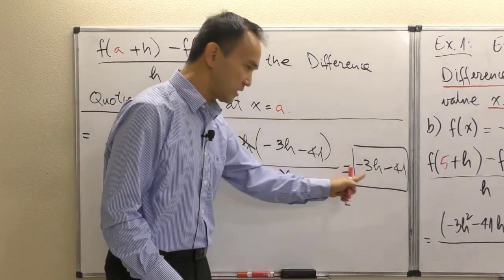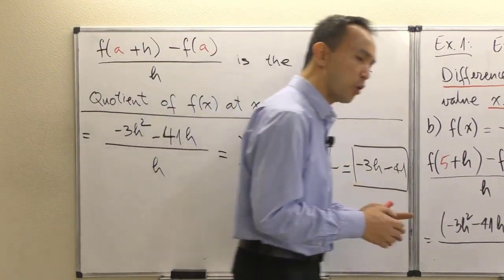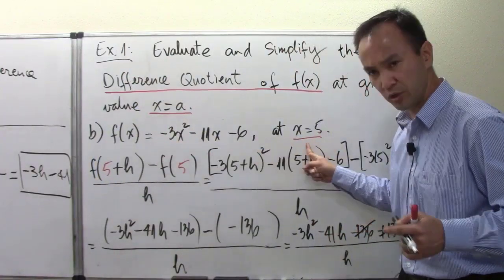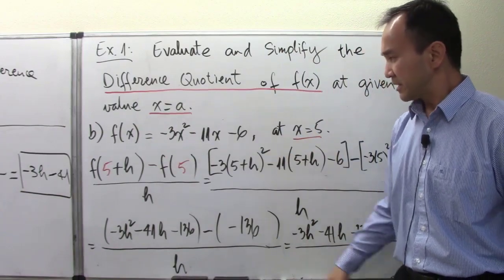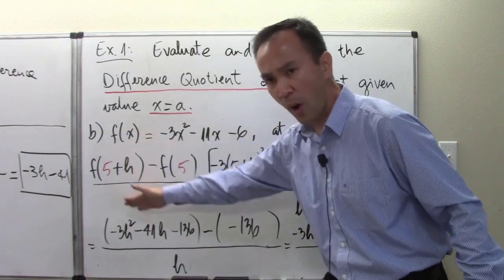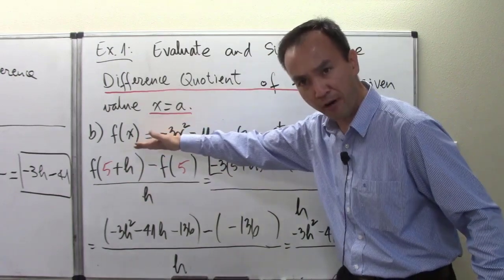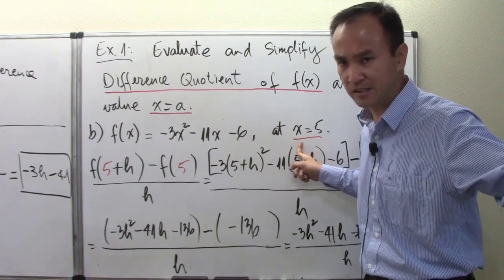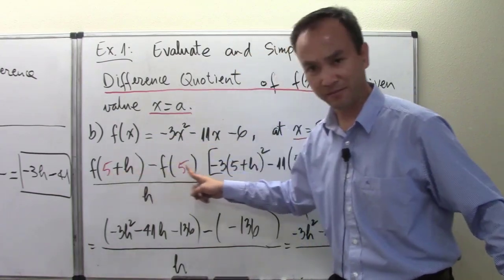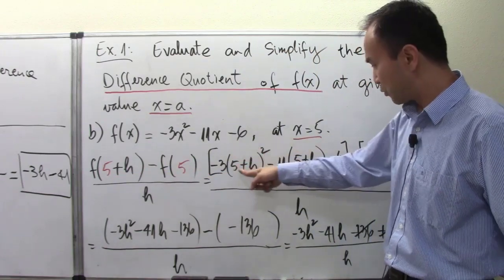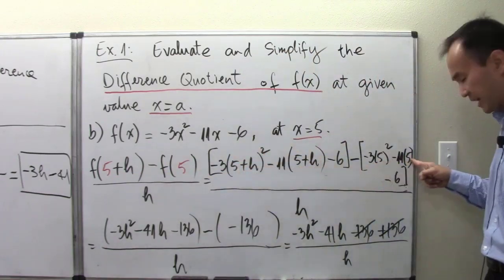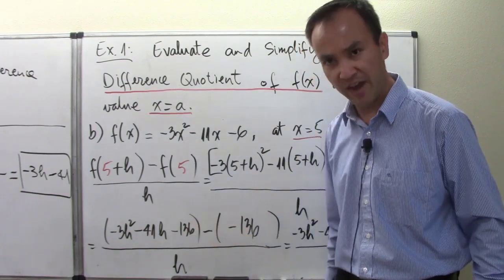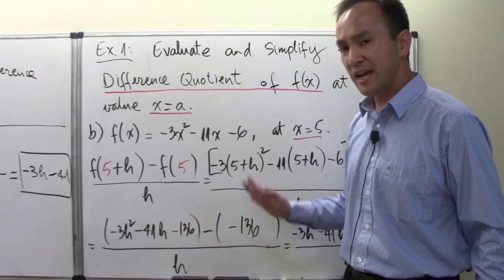So what do we call it? This is the simplified expression of the difference quotient of f of x at x equals 5. The point is that once you know how to set it up, this same problem, same function, could have been written with a different x equals a, like x equals 1. Then you put a 1 here and here, and it's very similar, but it won't turn out to be the exact same answer. All right, so that's example 1.